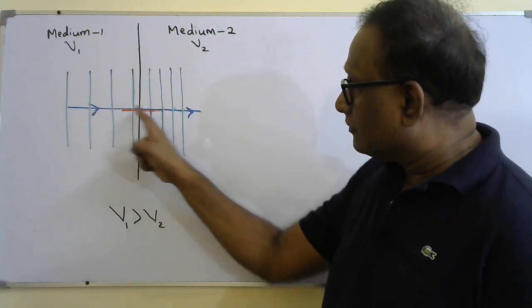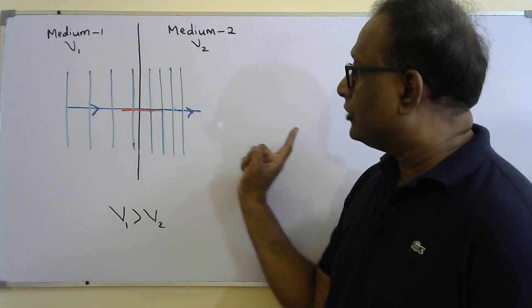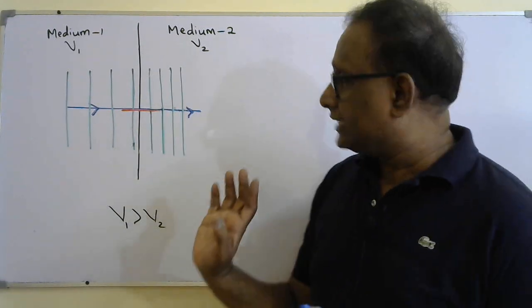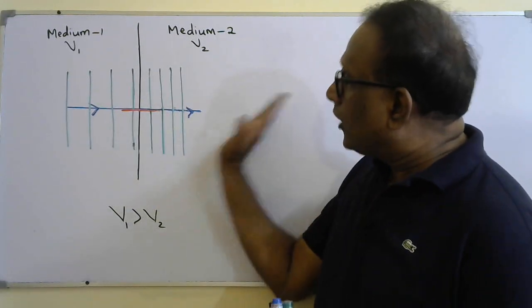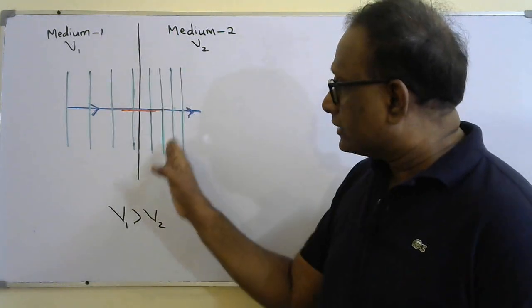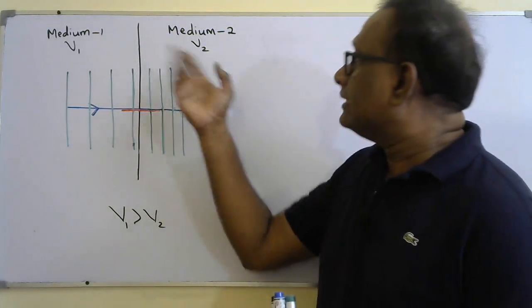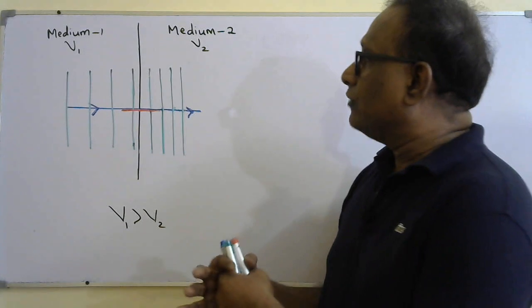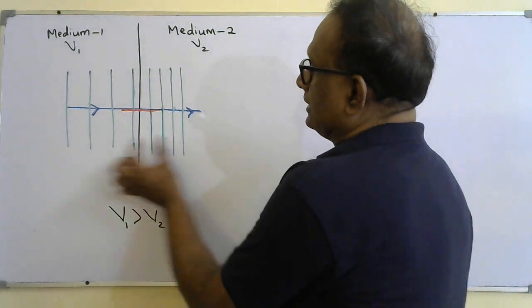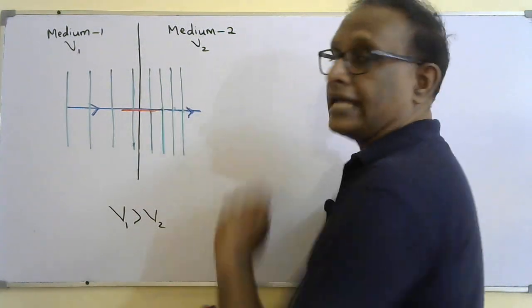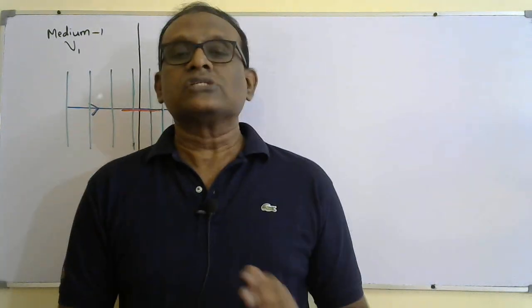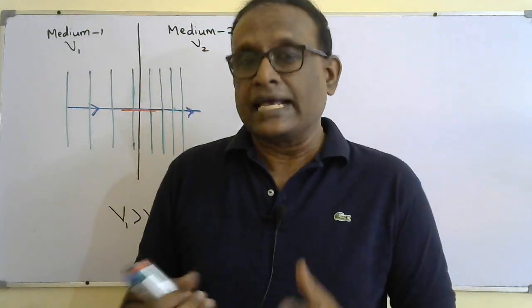So the ray continues along the same line. The direction of motion is not changing. It will move away from the boundary perpendicular to the boundary, but the wavelength in the second medium will become smaller. The wavefronts will become closer to each other compared to here. There is no refraction. Okay, so you must remember this as a conclusion.